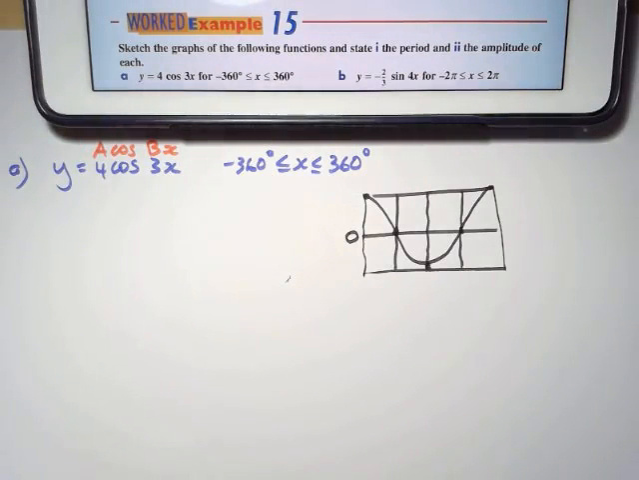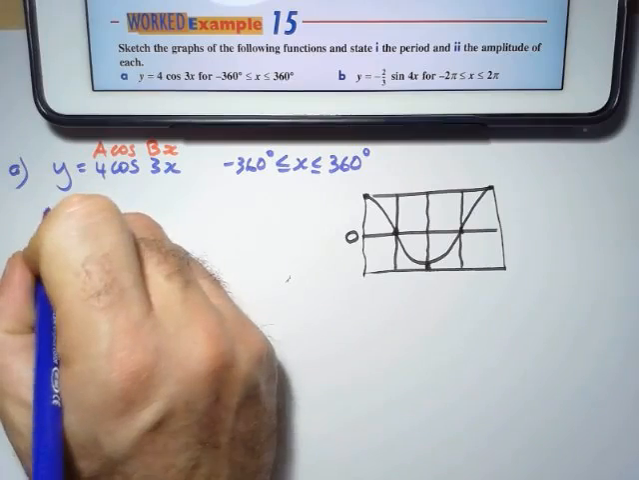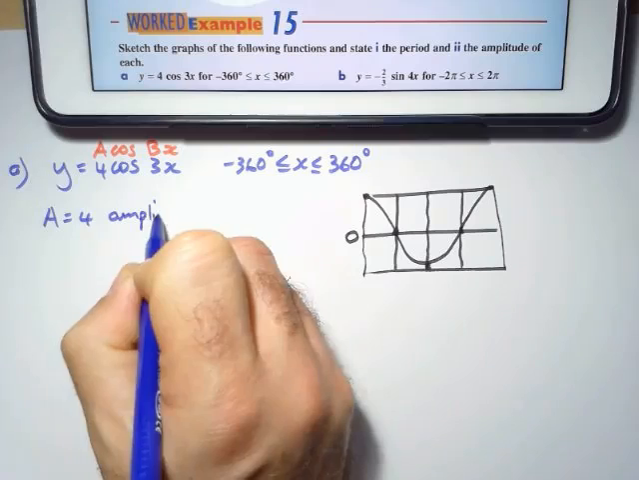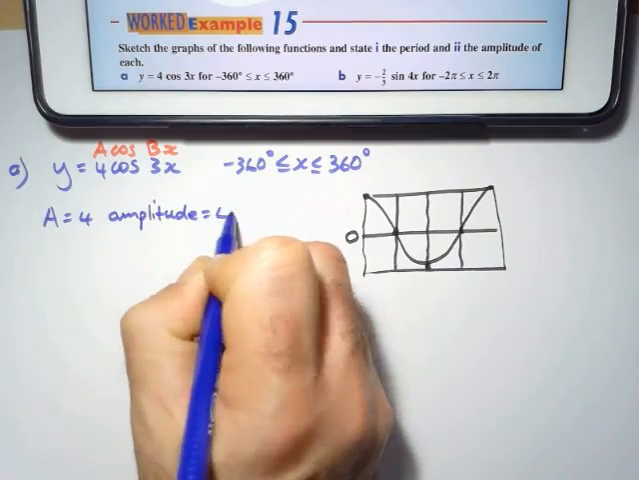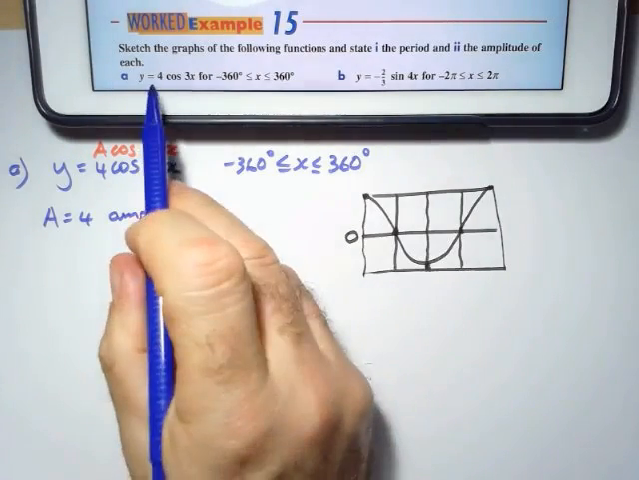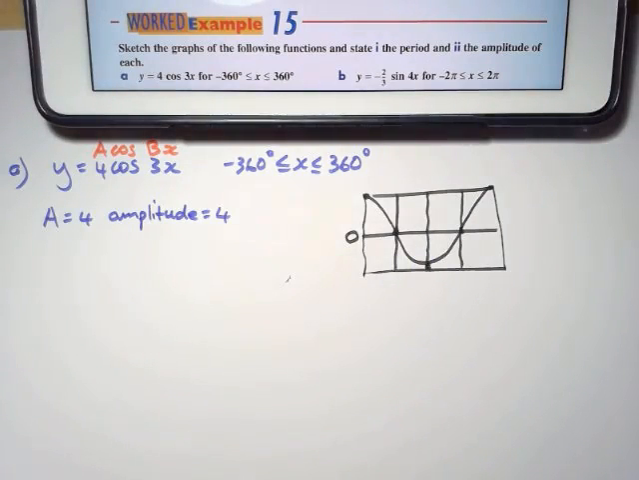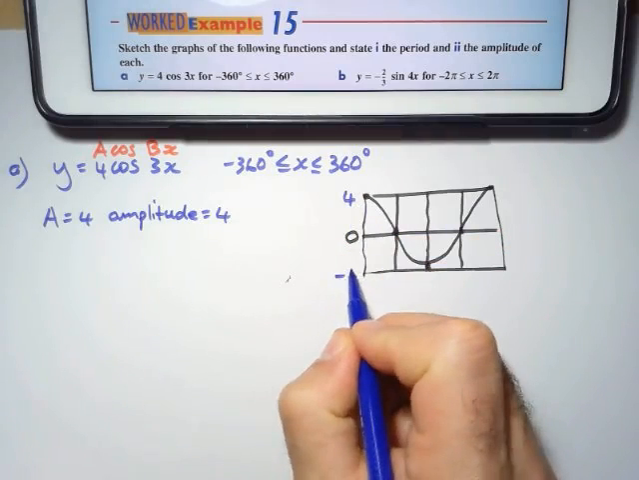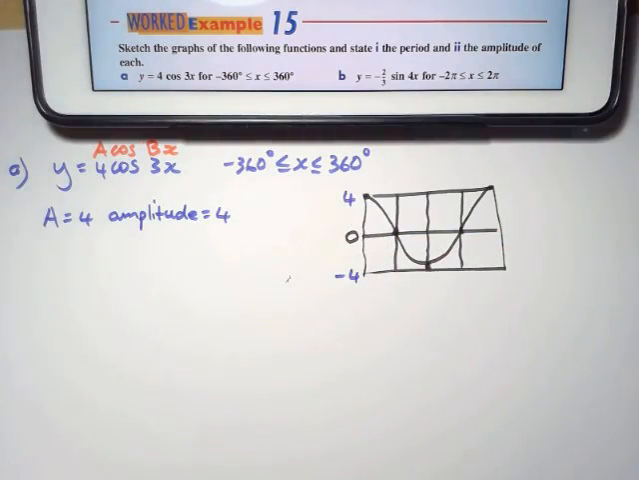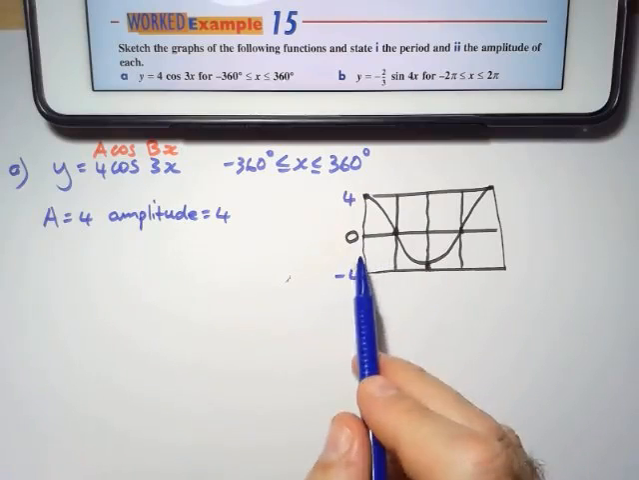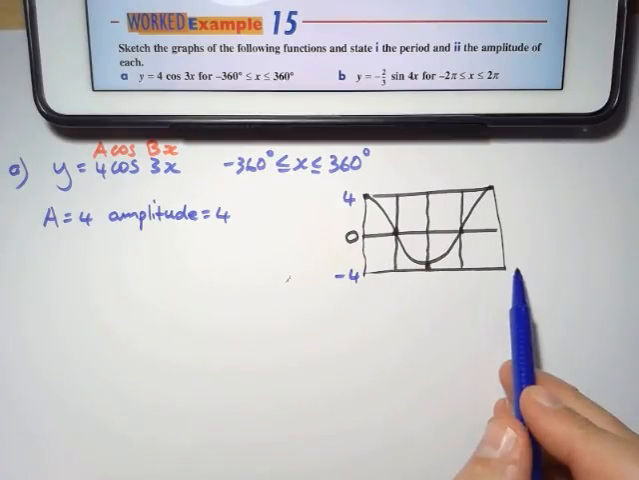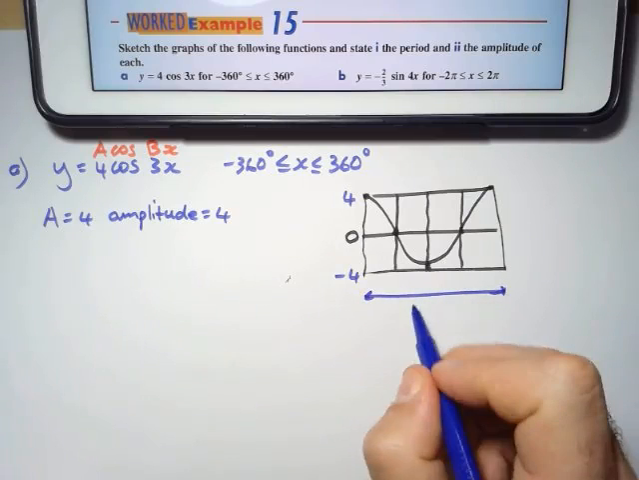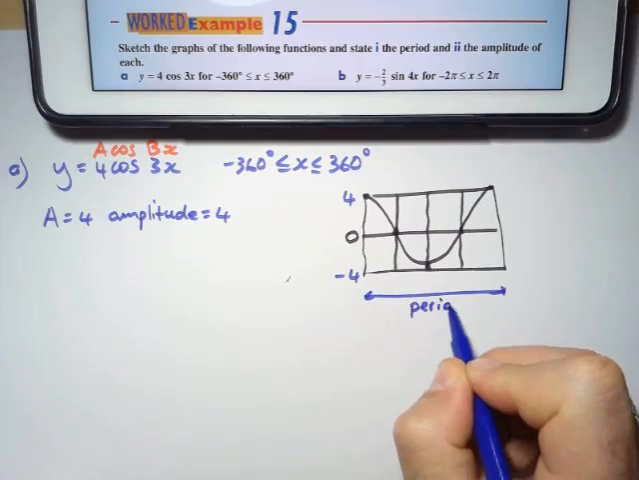Okay, so when I say A cos bx, I'm going to say A equals 4, which means my amplitude equals 4. Because it's a positive, this is how my cos graph looks. Amplitude is 4, which means that this is 4 and this is negative 4. It goes 4 up and 4 down. The next thing that I want to check is what these values are. Now first of all, this will be the period. That's how long it takes for a graph to repeat itself. So this is the period.